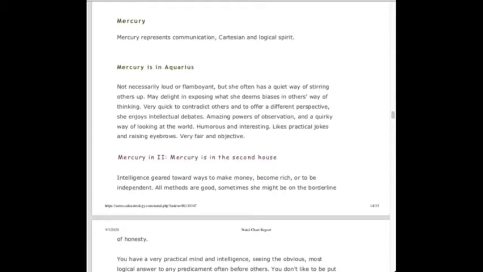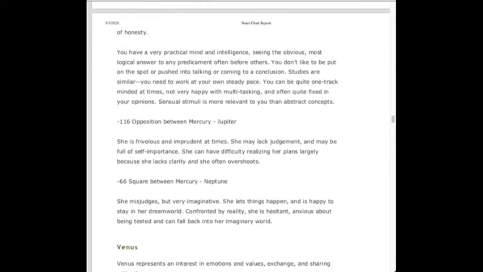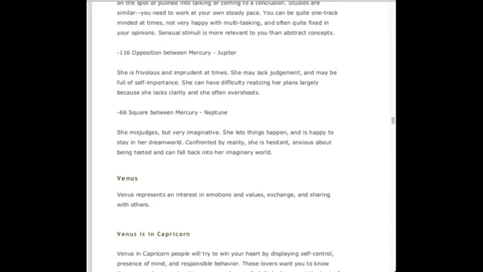Okay, so again, it goes into the houses and where they are assigned. I'm going to skip that because I want to go back to that a little later on. Venus represents the interest in emotions and exchange with others. Venus is in Capricorn.